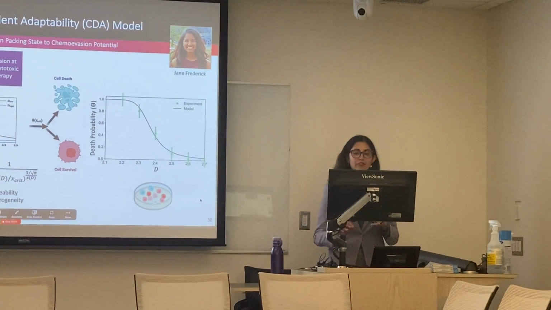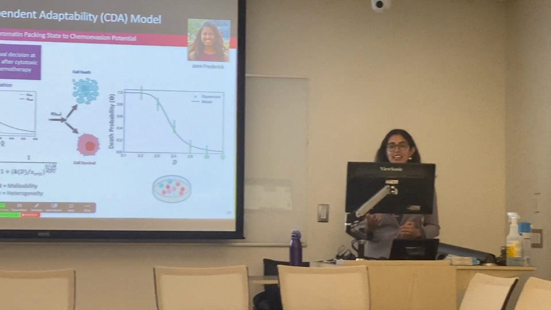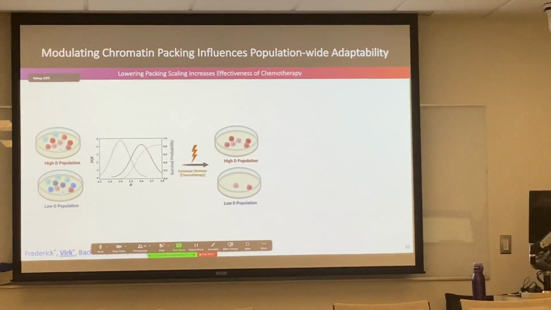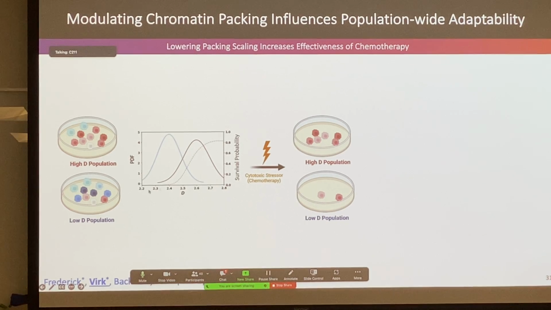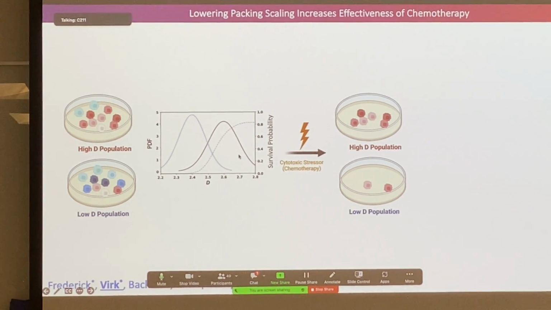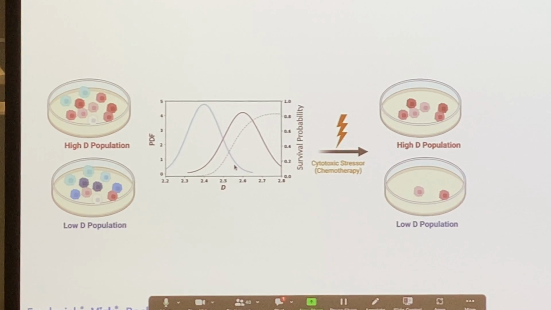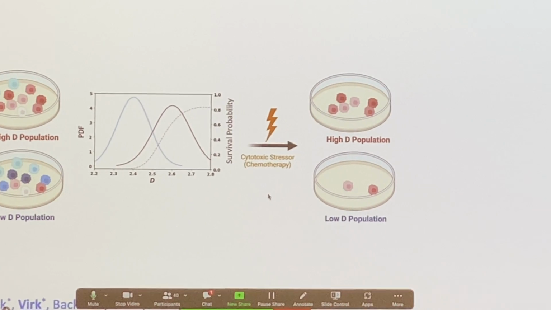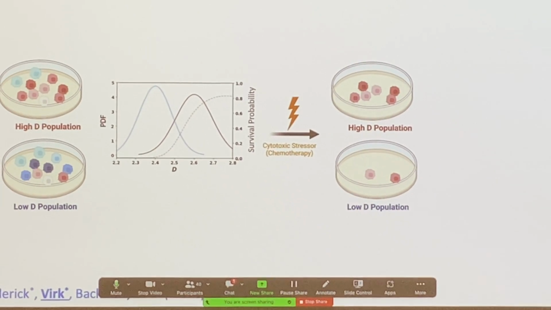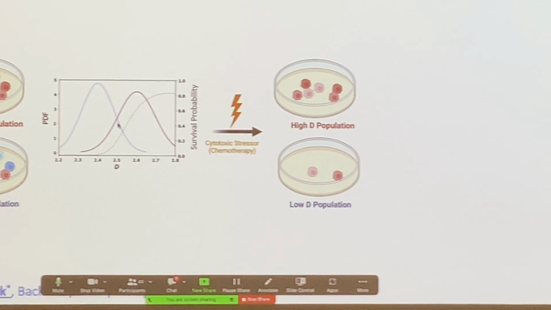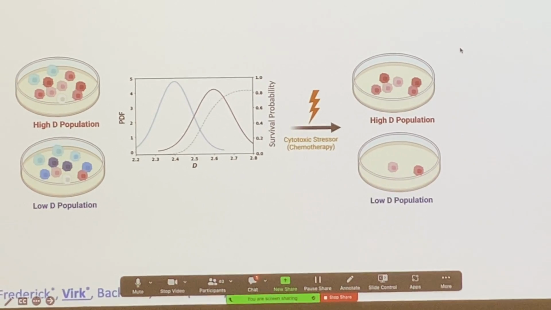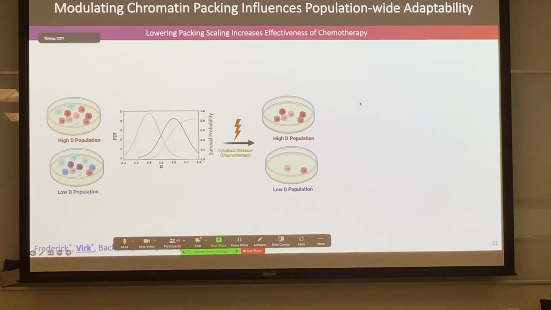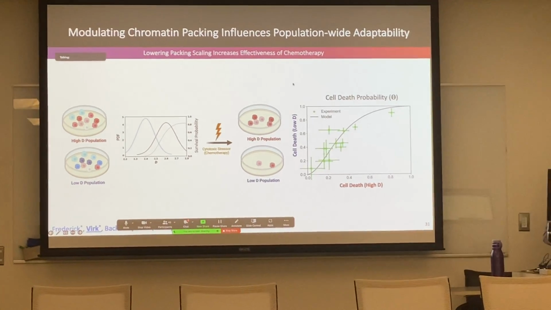So now that we've been able to see the influence of initial chromatin packing state at the level of individual cell populations, we next wanted to test a theory. If we have a cell population that has an initially higher packing scaling, we expose it to some drug agent that lowers the packing scaling, and then we expose both of these populations to the same cytotoxic stressor, then this chromatin-dependent adaptability model that we've developed predicts that the higher D population has more cells beyond the survival threshold. So decreasing the D of the population will increase cell death and therefore increase the efficacy of chemotherapy. And what we see is just that.